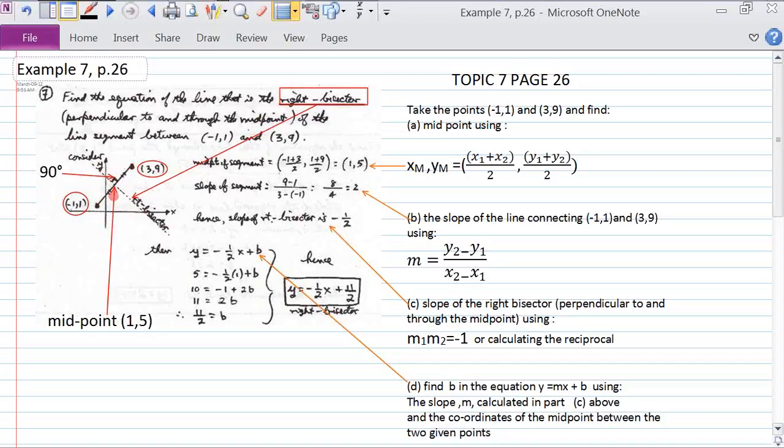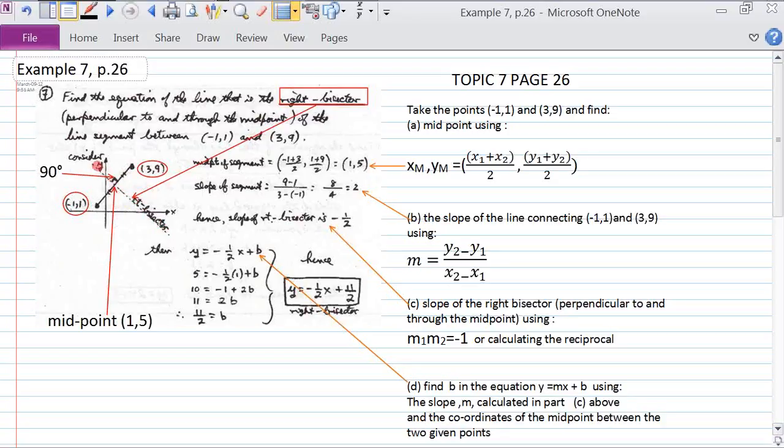If we join these 2 points and we take the point that's right in the middle, right there, and we have a 90-degree angle. A little square here shows 90 degrees, meaning that it's a right-angled bisector. So this length is equal to this length. It's a bisector, meaning it cuts the line into 2 equal halves, and the right means that it forms a right angle. So this is the line that we're looking for, this one right here.